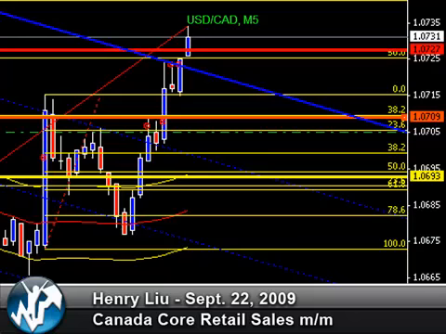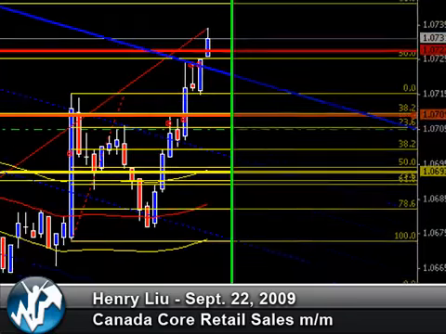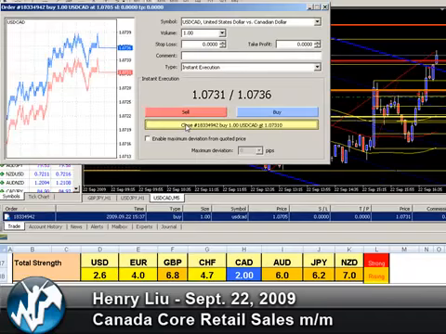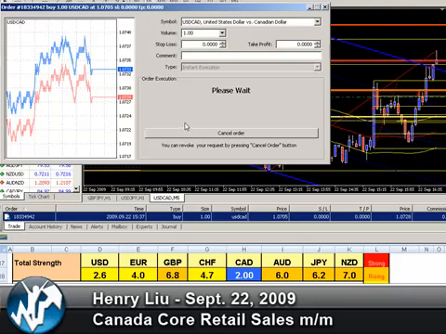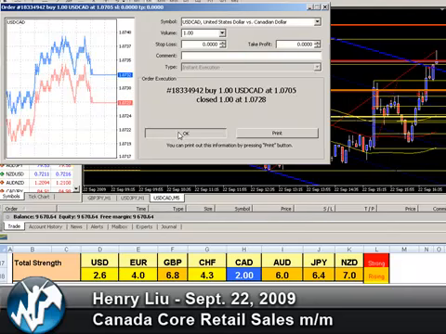Could probably see a little bit more, but for the purpose of this recording, I'm going to go ahead and close it. It's 10 o'clock, about an hour and a half after the entry. Really not much drawdown. I think we were down as much as 20 pips at one point, but never got our stop loss hit. So pretty straightforward trade. Alright, so it goes to show you patience pays off.